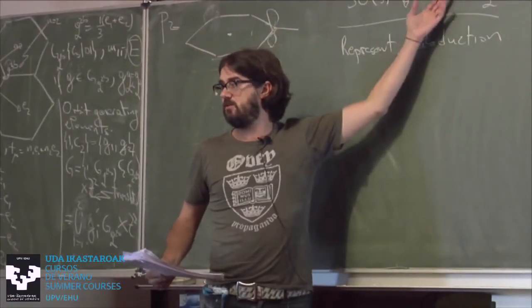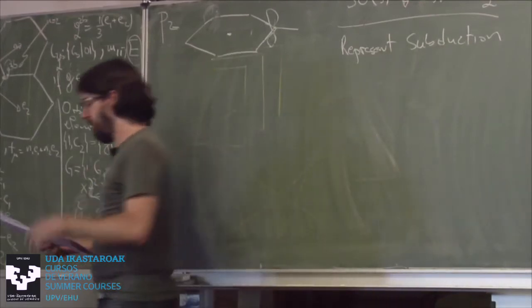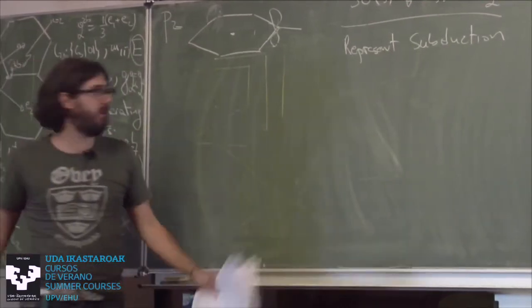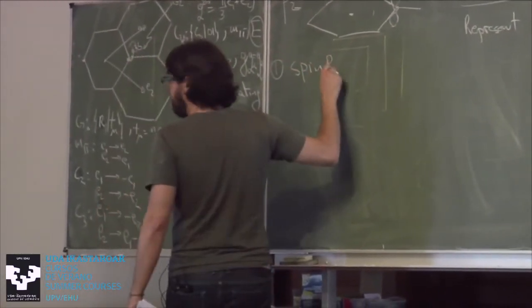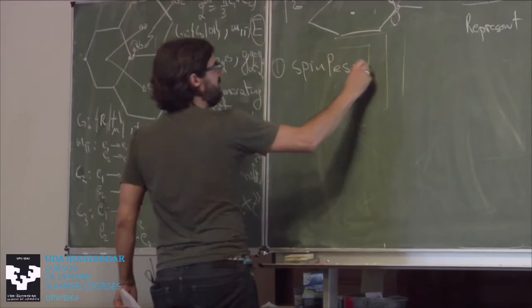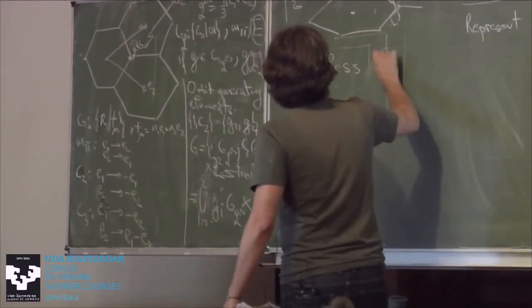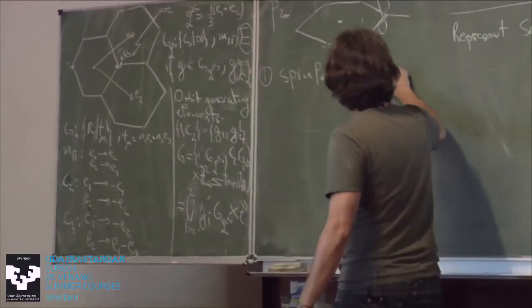And then we have a representation for this guy. So it's very easy to obtain representations of this guy. Let's find one of them. Representation number 1, spinless. We're going to focus on spinful electrons, but let's do spinless electrons. Spinless PZ electrons. No spin.